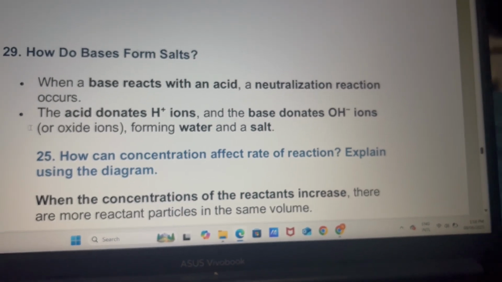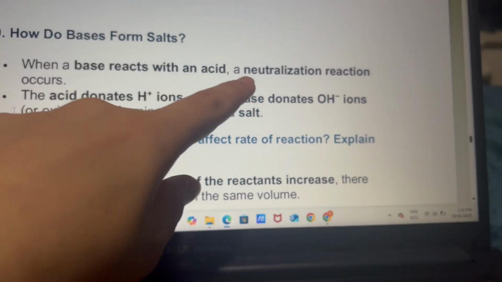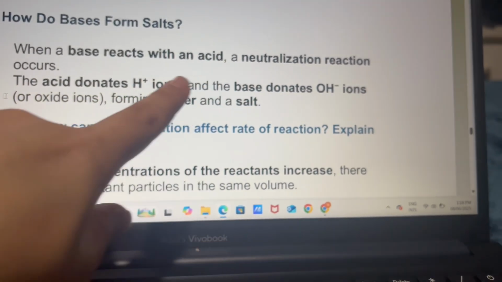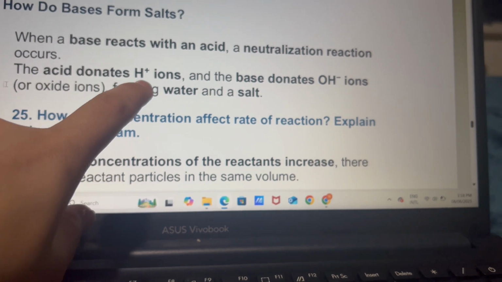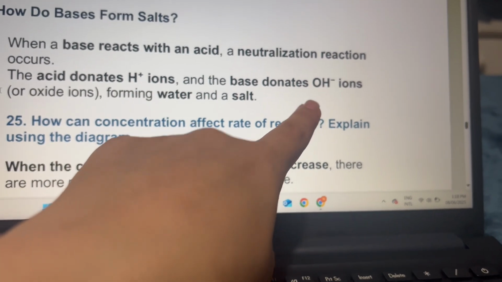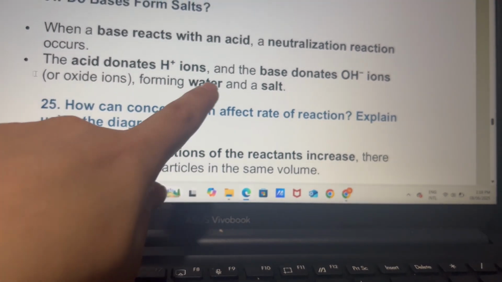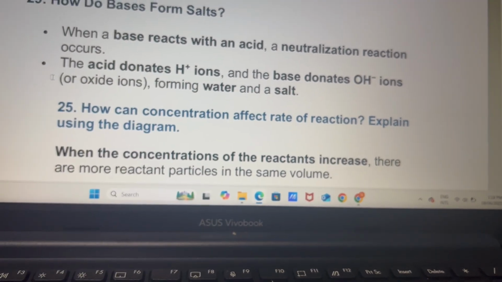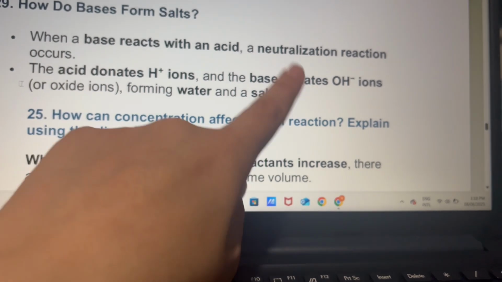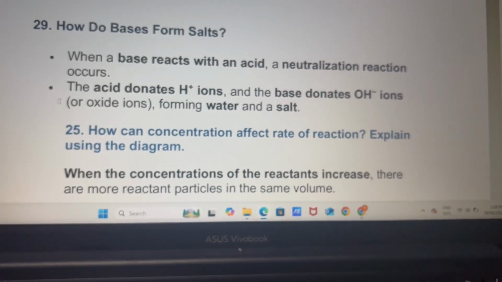How do bases form salts exactly? When they react with the acid, it's called a neutralization reaction. Acids donate their hydrogen ions, and bases donate their hydroxide ions, or oxide, and they form water and salt. That's it. Hydrogen from the acid, hydroxide from the base, together they will make water, and the rest will form the salt.